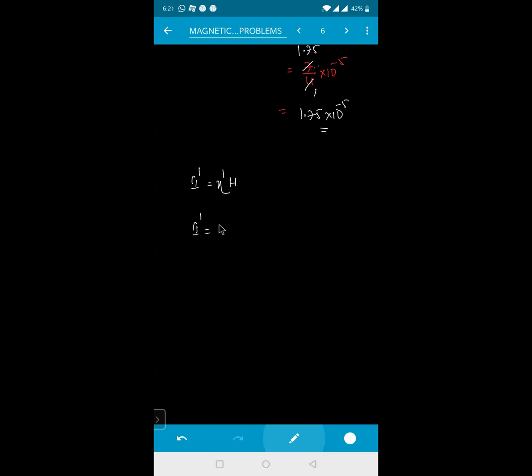So I dash is equal to 1.75 into 10 to the power of minus 5 into H. The H value is 2 into 10 to the power of 3. 1.75 is 7 by 4, so 7 by 4 into 10 to the power of minus 5 into 2 into 10 to the power of 3. That becomes 3.5 into 10 to the power of minus 2 ampere per meter. Got it? Yes, sir.